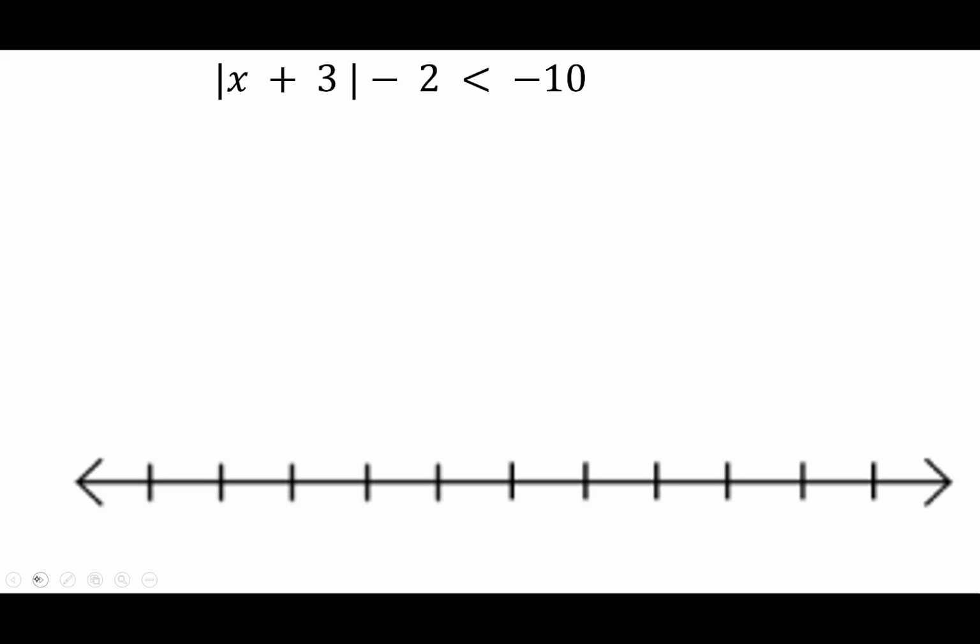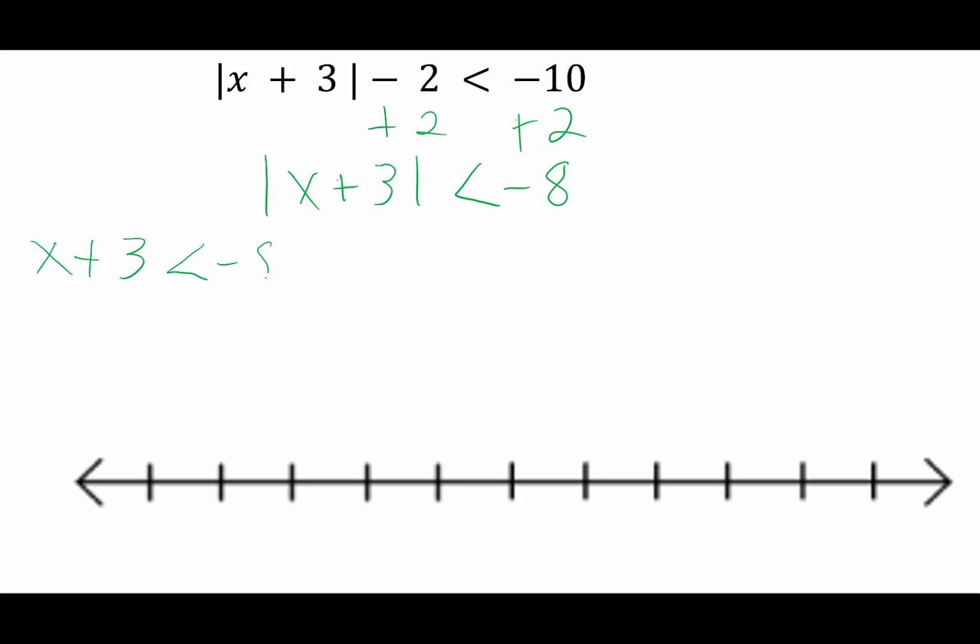So again, this is an absolute value, which again, remember, is like a compound. So isolate your absolute value first. I'm going to add 2 to both sides, and I get x plus 3 in the absolute value is less than negative 10 plus 2, which is a negative 8. So now I can set up my 2. I get x plus 3 is less than a negative 8, and x plus 3 is greater than a positive 8.